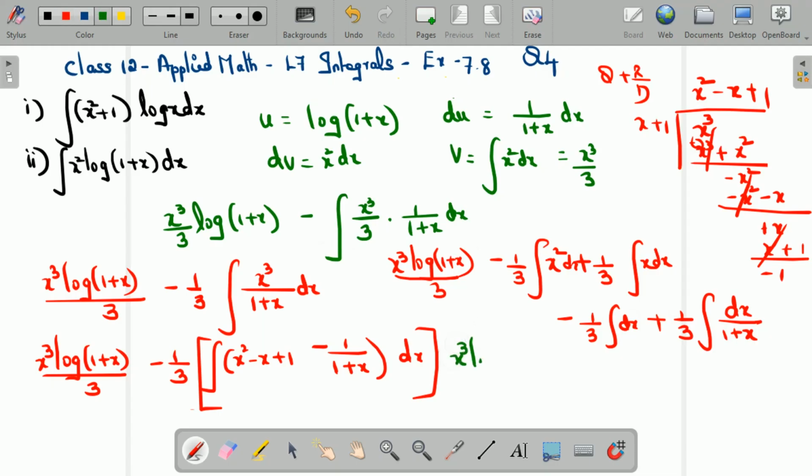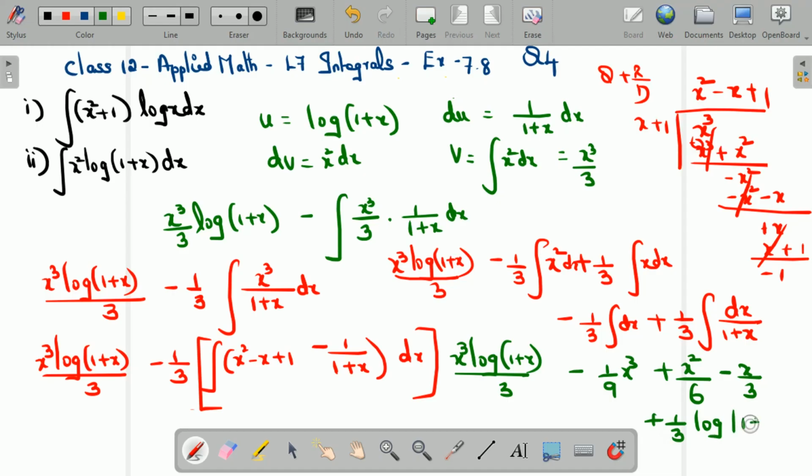So this is x cubed log of 1 plus x by 3 minus 1 by 9 x cubed plus x squared by 2 will be coming. There is a 3 here, so x squared by 6 minus x by 3 plus 1 by 3 log of 1 plus x plus c.